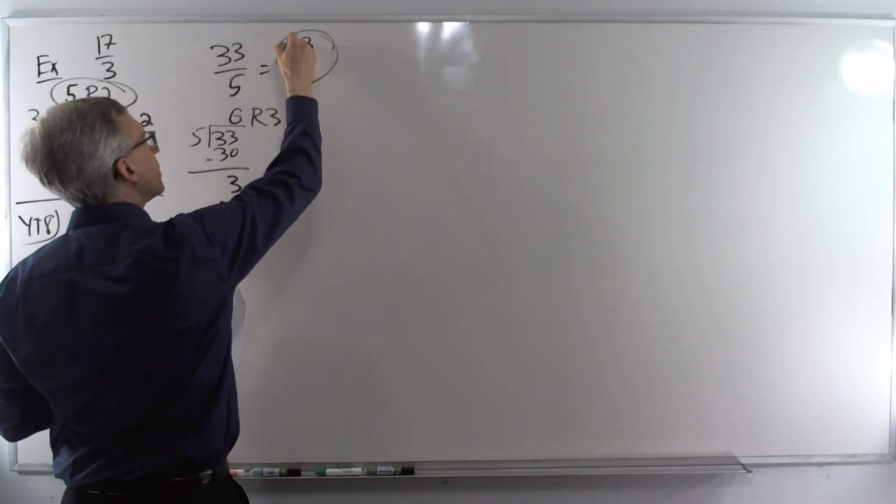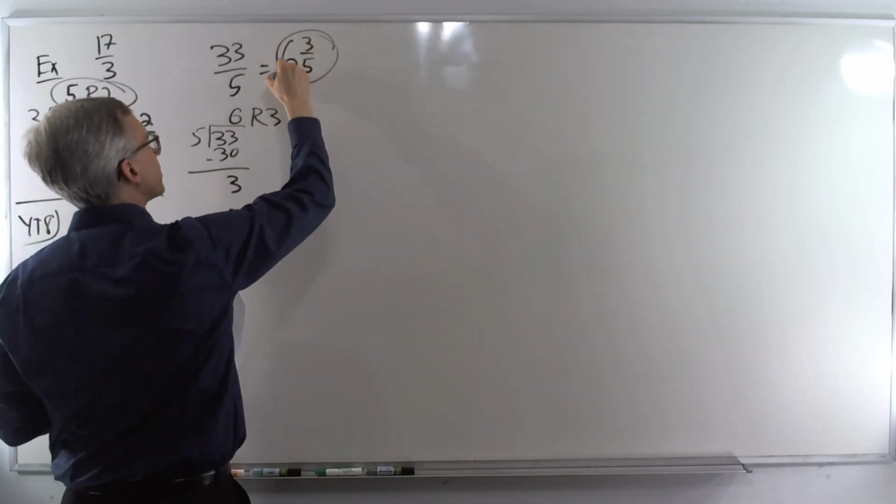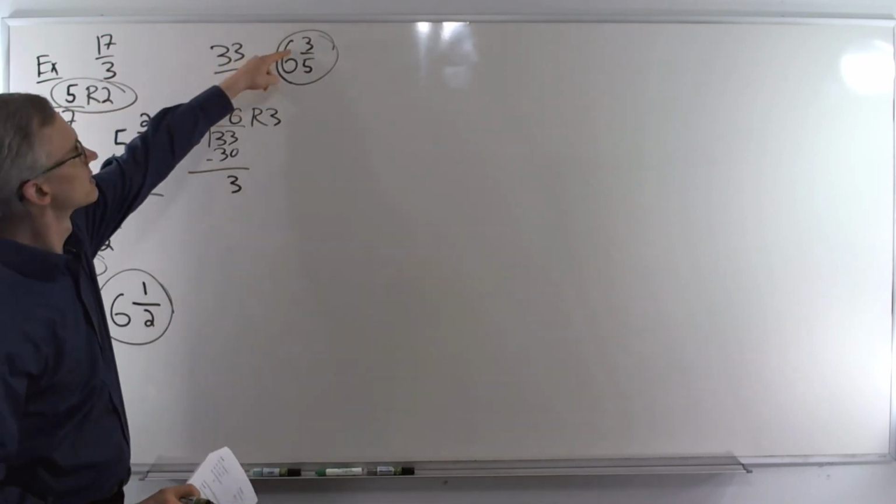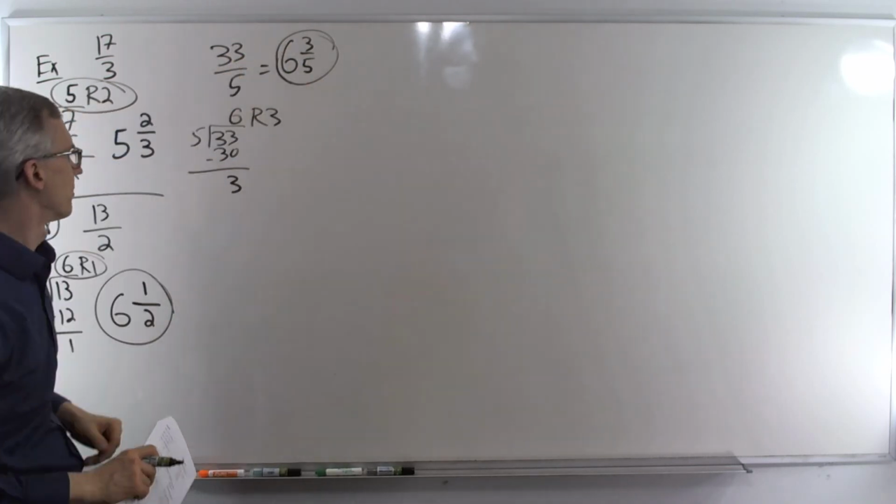Alright, I'm going to write that whole number very well. The whole number should be the same size as the fraction. I think I'm slipping there. Okay, 6 times 5 is 30, plus 3 is 33, so that matches.